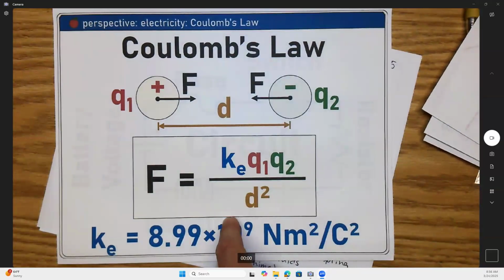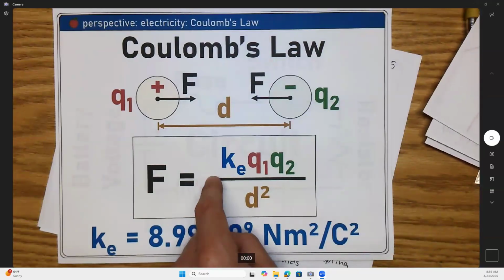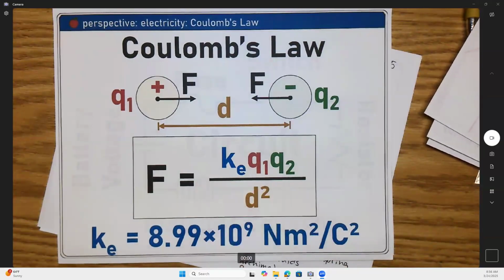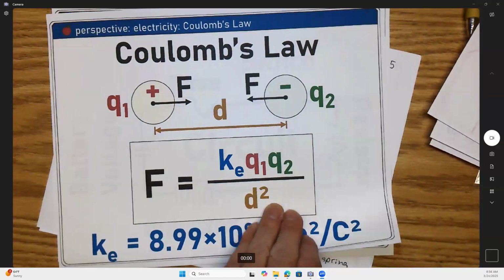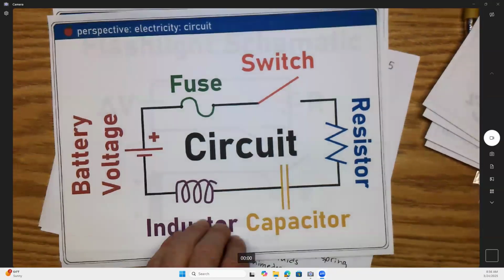And look at that. It looks just like universal gravitation, doesn't it? Got some universal constant, 2 values divided by distance squared. It sure does. Right. Like universal gravitation. Okay. We'll be doing a little bit of circuits.